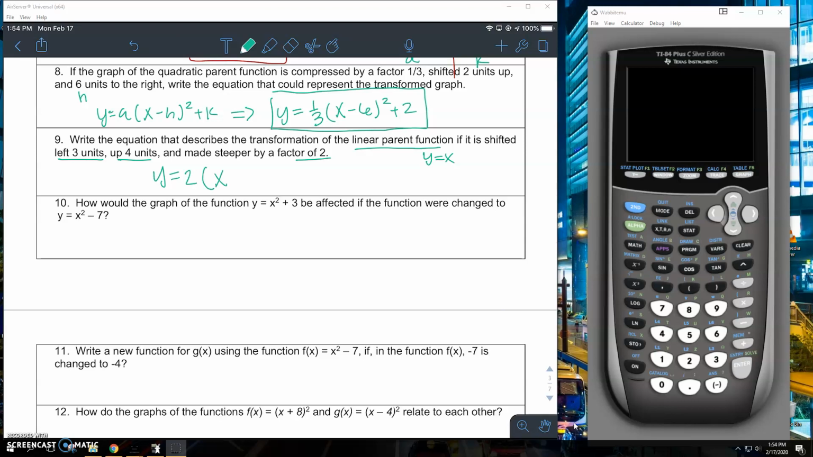Okay, 3 units to the left is going to be plus 3. This is linear, so we don't need to square it. And then it is shifted up 4 units, so plus 4.